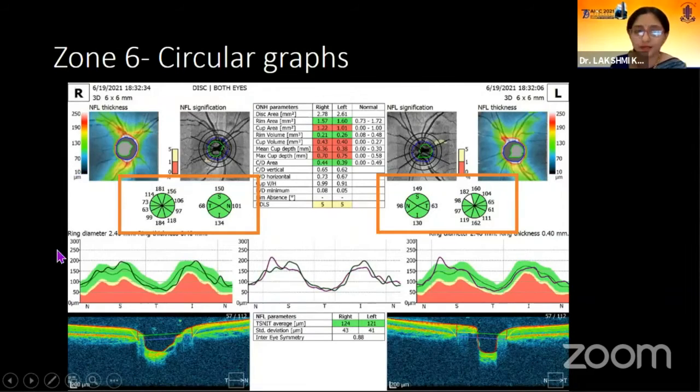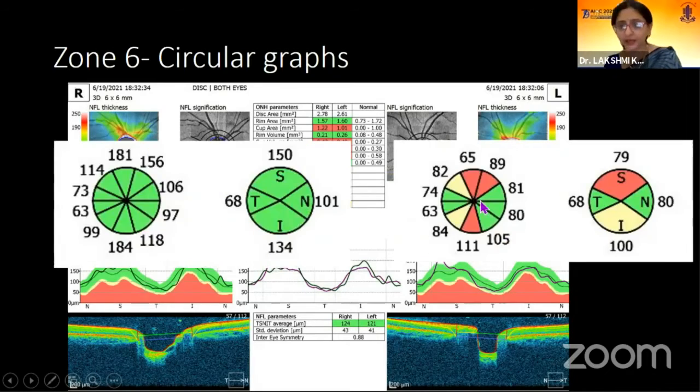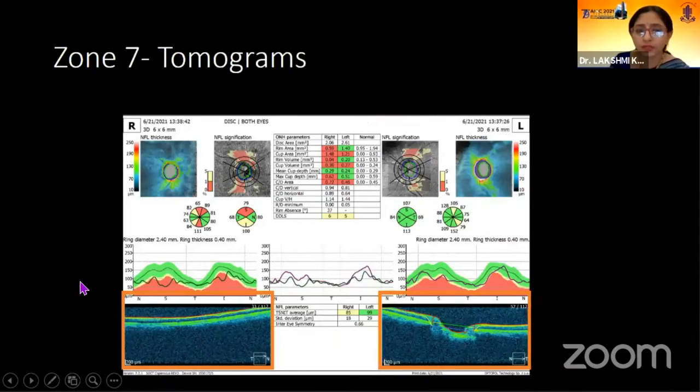Then we have the circular graphs. It's just the pie chart pattern for both the quadrants as well as clock hour areas. And whatever zone is red and yellow is abnormal. Next, we come to the tomograms that are displayed in the bottommost portion.